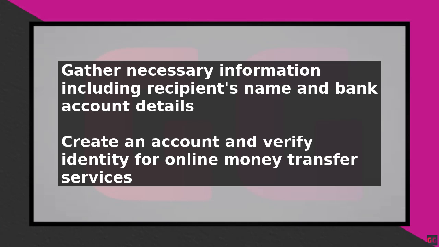Once you have chosen a method, you need to gather the necessary information, including the recipient's name, address, and bank account details. If you are using an online service, you will need to create an account and verify your identity. After verifying your account, you can initiate the transfer by entering the recipient's details and the amount you want to send. You will also need to choose the currency and payment method.